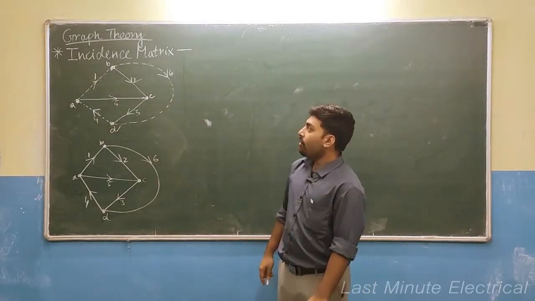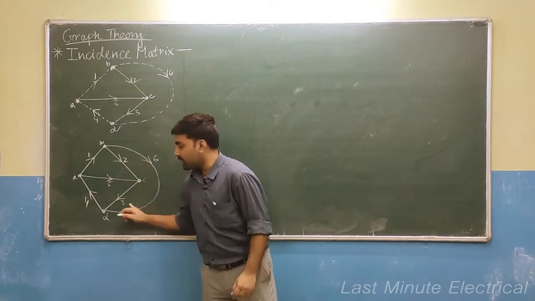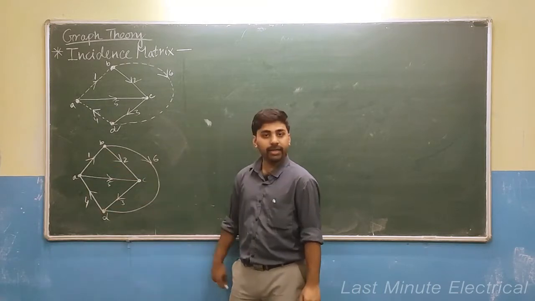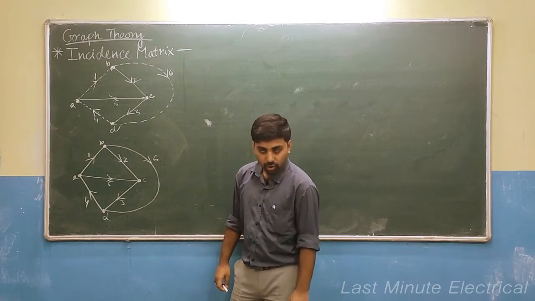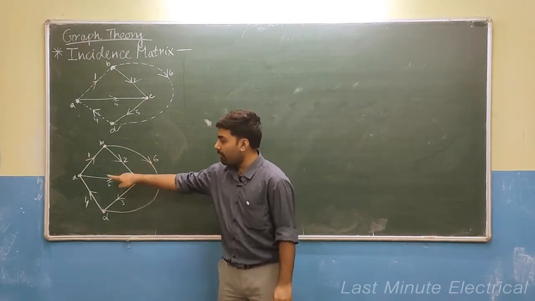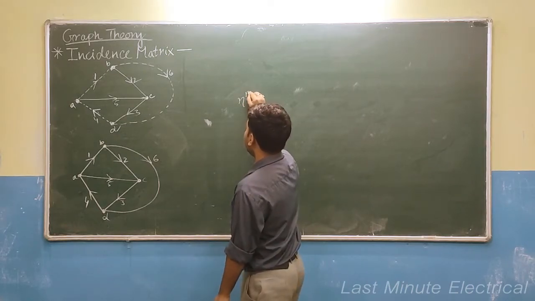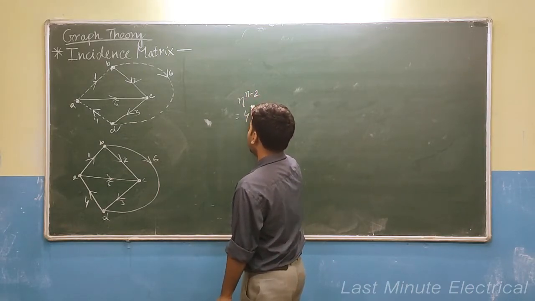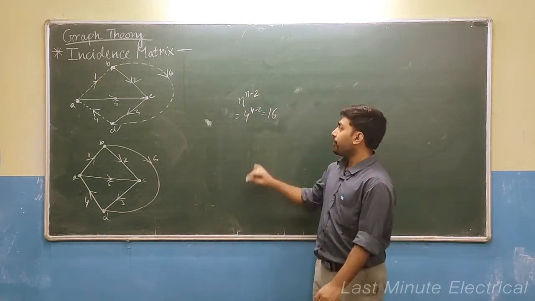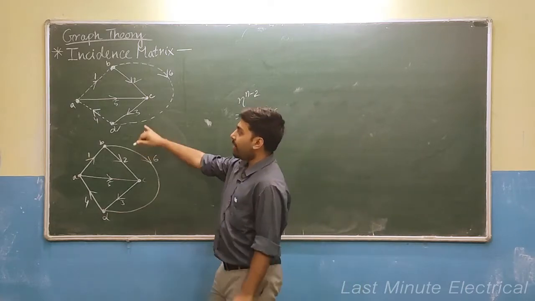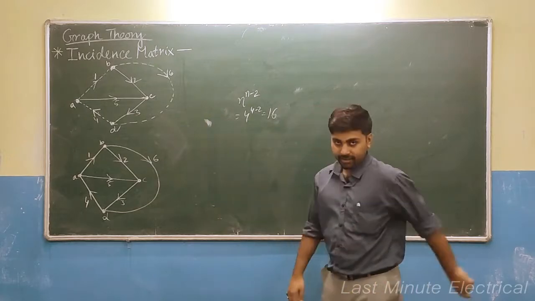Now, I am taking this graph here. This is a complete graph. What I told you, for a complete graph the number of trees is n to the power n minus 2. As this is a complete graph and 4 nodes are present, the number of trees will be 4 to the power 4 minus 2, which is equal to 16 trees possible, out of which I have taken only a single tree. Now how to draw the incidence matrix?